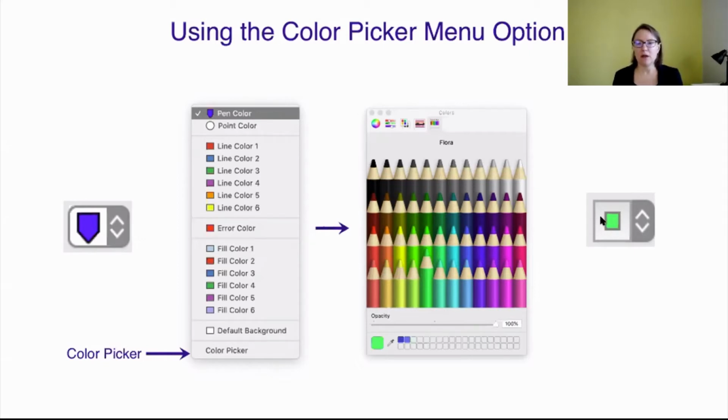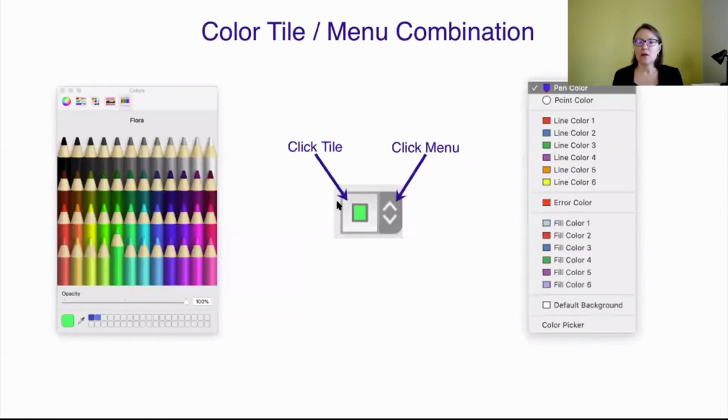And then you'll notice how the menu option changes a little bit. It's now kind of a combination of a color tile and a color menu. You can still click on the tile portion to get to the color picker, or click on the menu portion to get to the menu to change those options as well. I know this is a little bit of detail, but as you use the program, understanding this is very helpful to get a sense of how you can modify these.